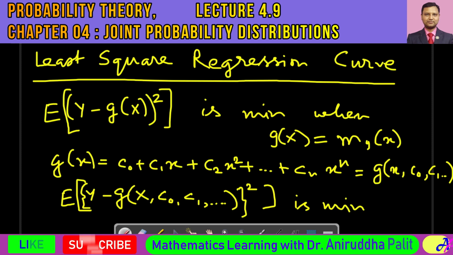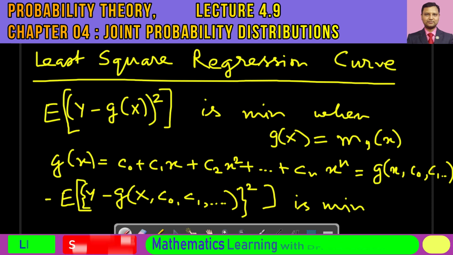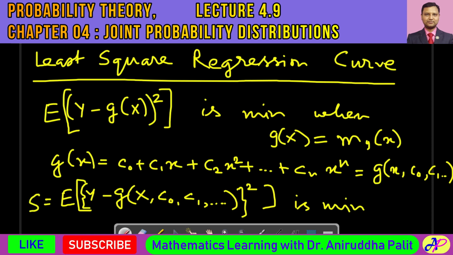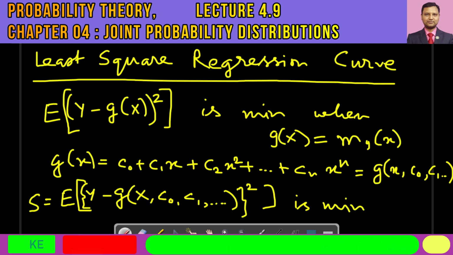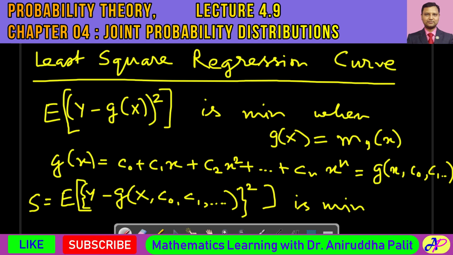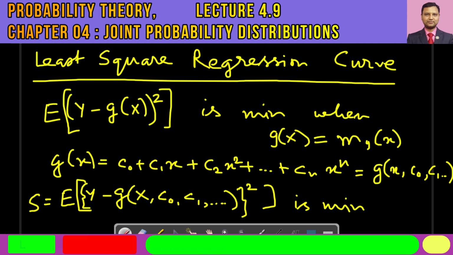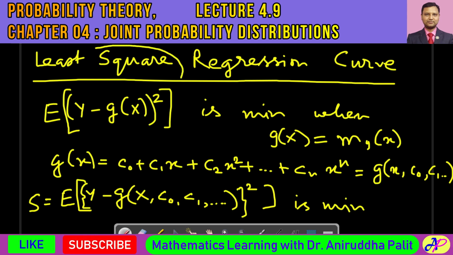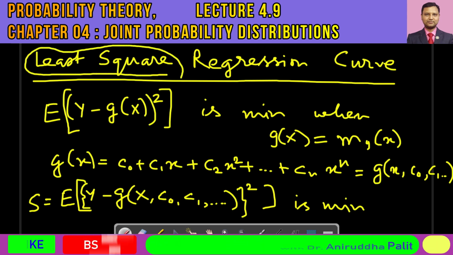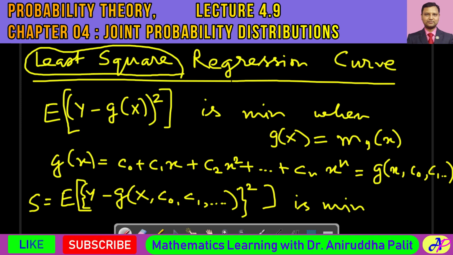And in that case, let us designate this expression by S. This S would actually be a function of these parameters. If capital X and capital Y are provided, this would be a function of these parameters c0, c1, c2. So this should be minimized, and that minimization can be achieved by the method of least square. That's why this technique is called the least square regression curve.